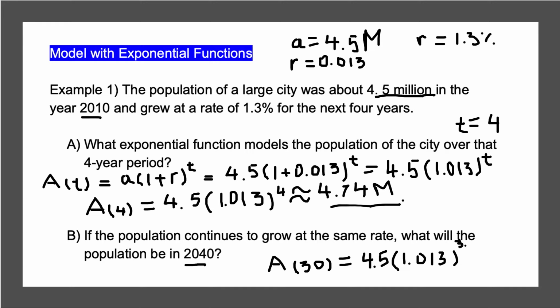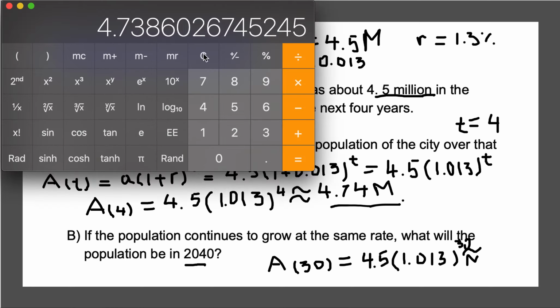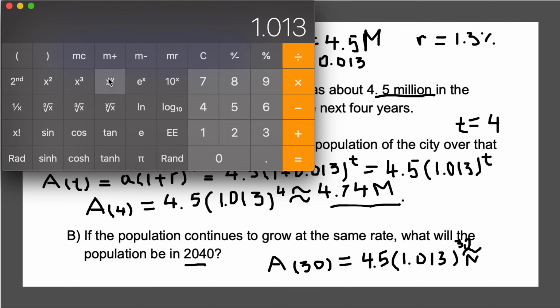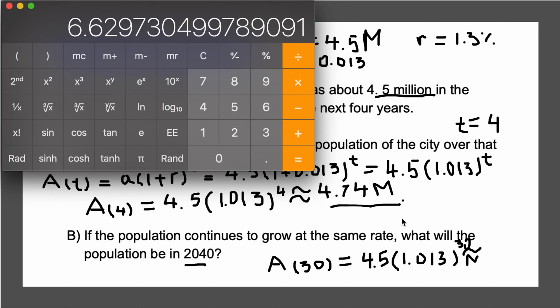And now we are going to find the value. Again, we are going to find approximately how much the population grew. I have 1.013 to the power 30, and this value times 4.5. Now I get 6.629. If I approximate, it's going to be 6.63 million.